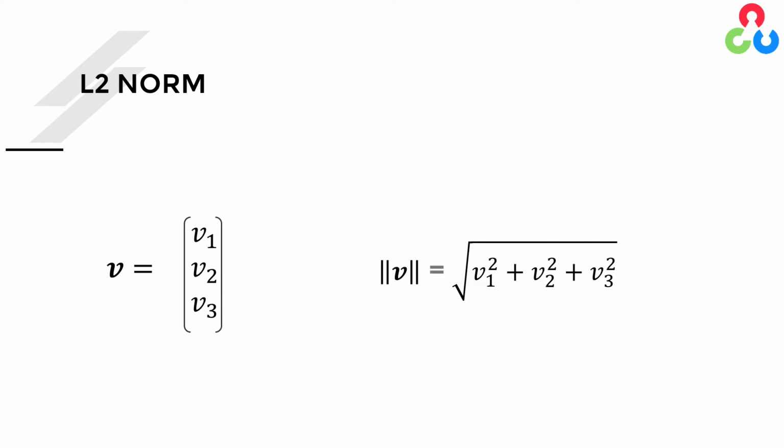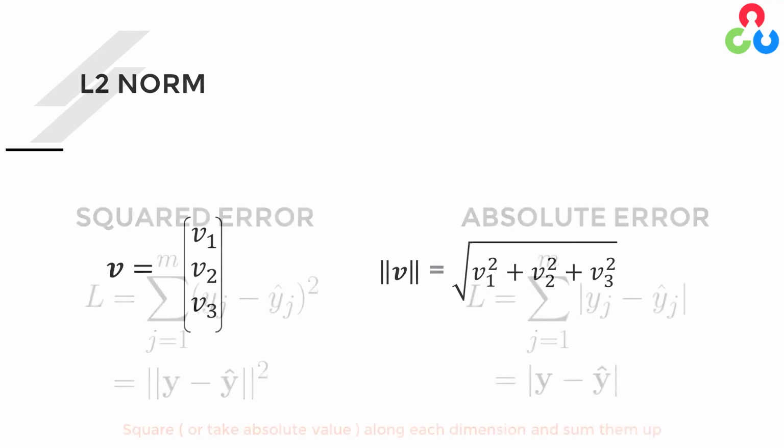And this applies to any number of dimensions. If there were n dimensions, we will simply go v1 squared all the way to vn squared. We will add these numbers together and take a square root. So that is called an L2 norm. And you can imagine this L2 norm is basically a measure of distance.